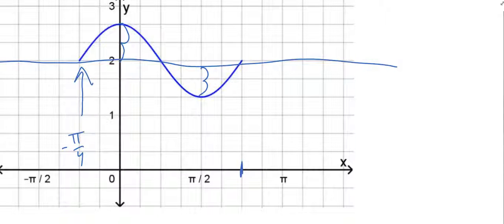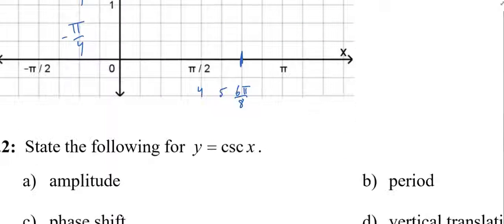Okay, let's try it again. This is 4 pi by 4. This is 5 pi by 4. This is 6 pi by 8, sorry, not by 4. 6 pi by 8. When I reduce that, I get 3 pi by 4.